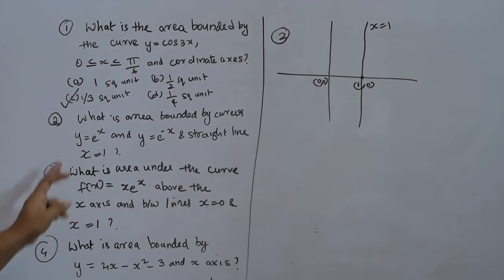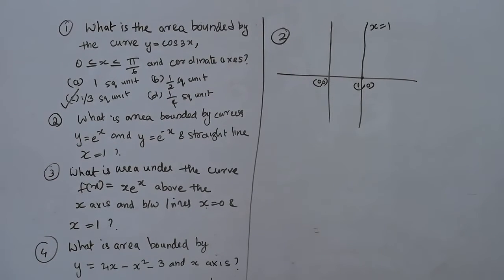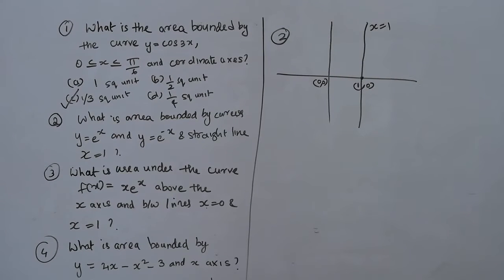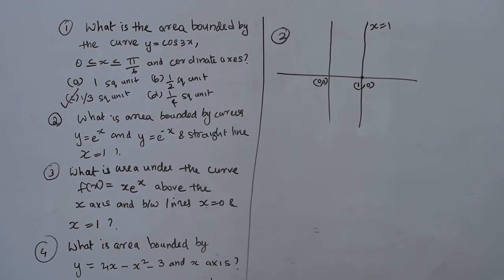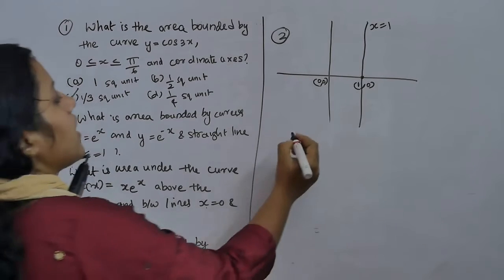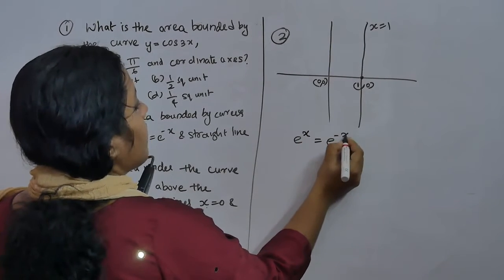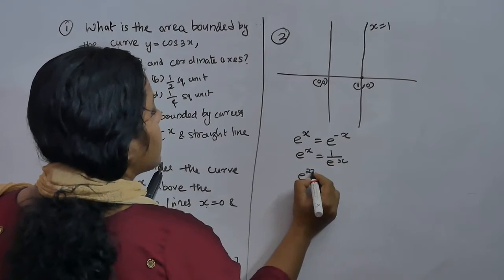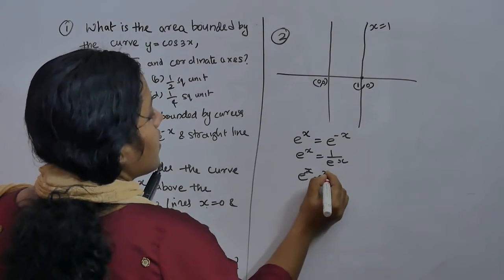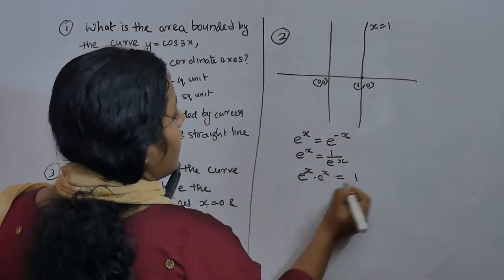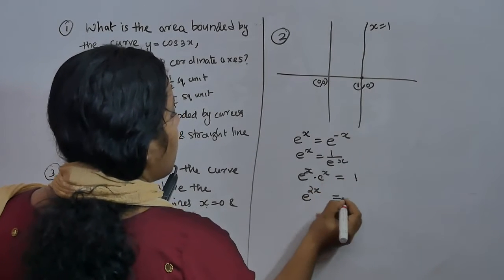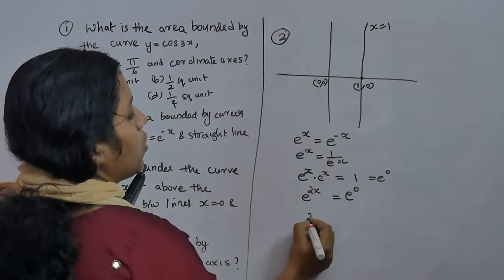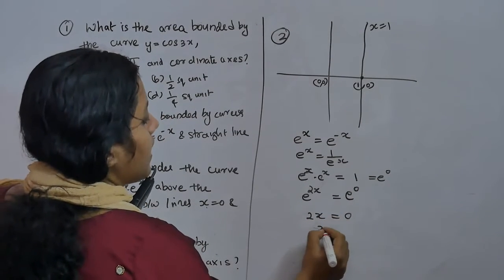Now let's see, where do e raised to x and e raised to minus x intersect? That point will be satisfied by both these curves. So e raised to x is equal to e raised to minus x, so e raised to x is equal to 1 by e raised to x. So e raised to x into e raised to x is equal to 1, that is e raised to 2x is equal to 1. 1 I can write as e raised to 0. So 2x is equal to 0, x is equal to 0.